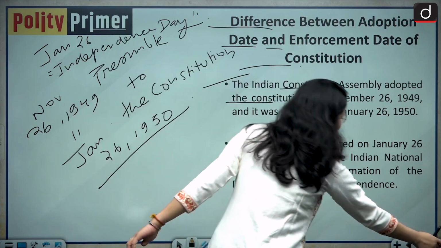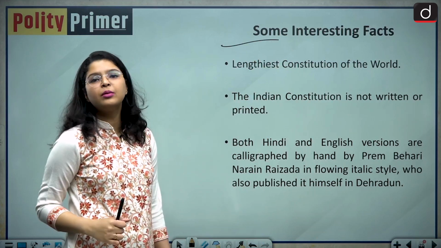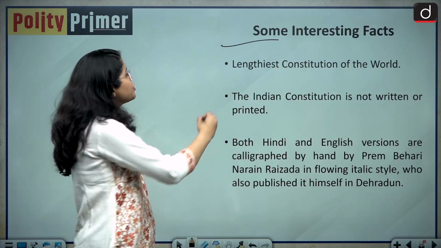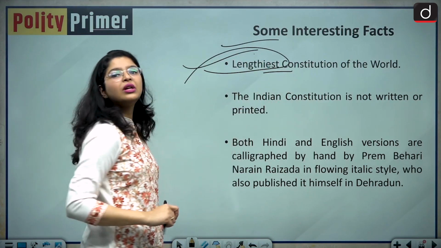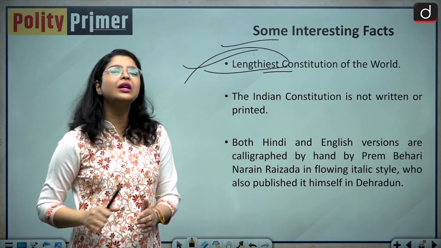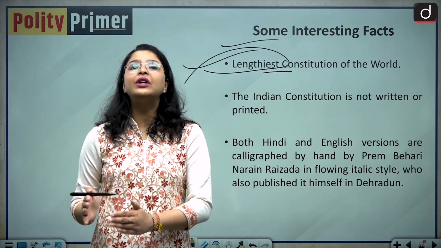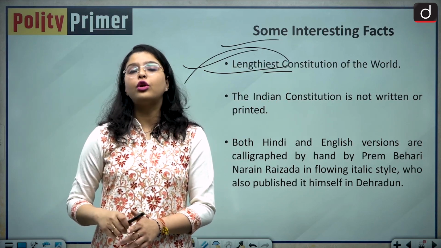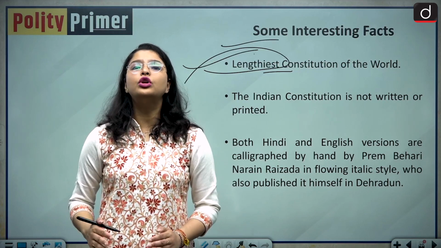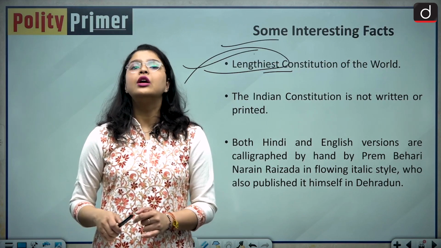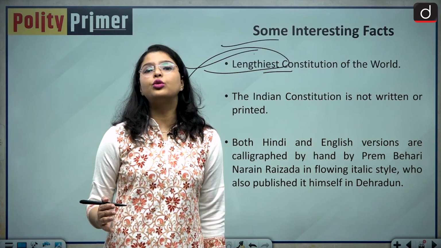Moving forward, let us see some of the interesting facts about our Indian Constitution. As we all know, the Indian Constitution is the lengthiest written constitution in the world, and that was very important so that no one could take away our rights without following the due procedure established by law. So that is why we wrote down everything in our constitution, so that no one can take away our rights without following the due procedure of law.